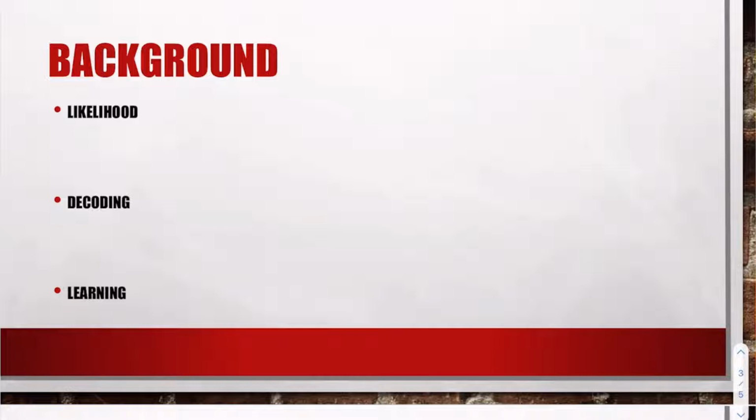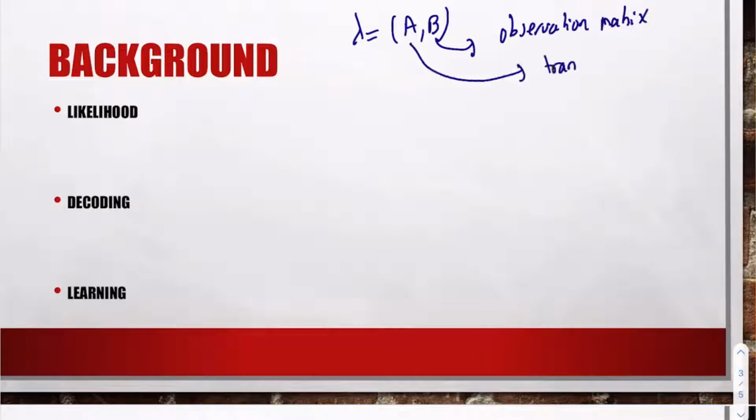So now we need to see what the likelihood is in terms of the HMM. Define the HMM parameters to be lambda, which is A and B. For now, I haven't defined this, so I don't want to talk about the mathematics of HMM. But B is going to be the observation matrix. You can read more about that on the internet. And A is the transition probability matrix.